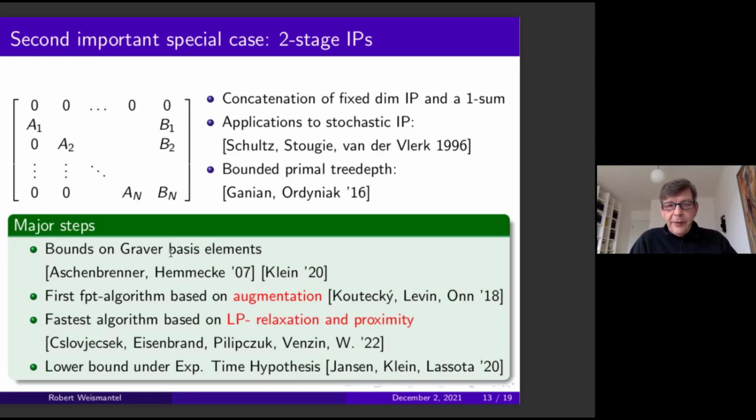And this algorithm still has in the parameters a double exponential dependence on the number of block columns. So if I have some columns, here you have a double exponential dependence. And it seems that it cannot get rid of this double exponential behavior, because there's a nice paper by Jansen, Klein, and Lassota recently that showed that this is a lower bound under the exponential time hypothesis.